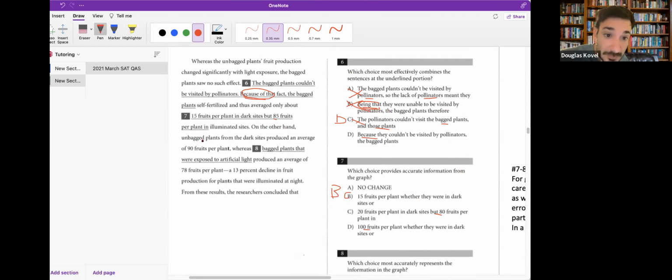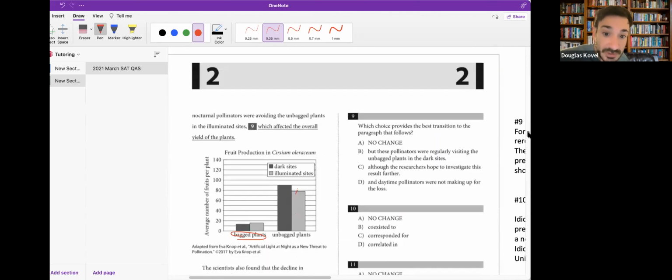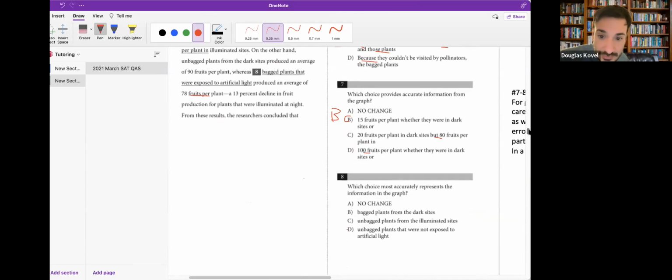On the other hand, unbagged plants from the dark sites produce an average of 90 fruits per plant, whereas [blank] produce an average of 78 fruits per plant, a 30% decline in fruit production for plants that were illuminated at night. Okay, so which had 78 fruits per plant? I see that that's going to be this bar over here, which is illuminated and unbagged. So illuminated and unbagged would be choice C. Right, so that was a pretty easy graph one.